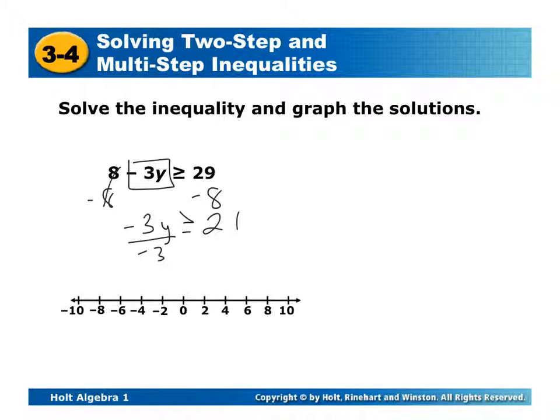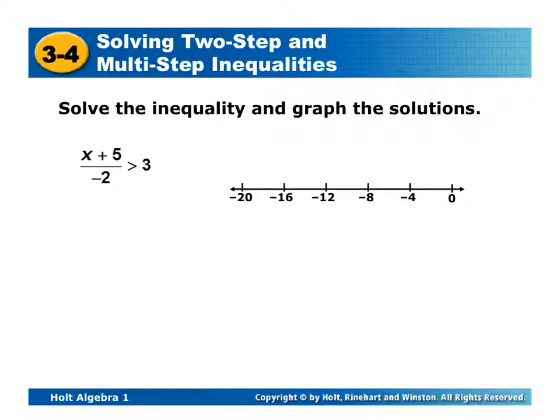So I'm going to divide both sides by negative 3. I'm going to have y, and we're going to have negative 7, but now because we're dividing by that negative number, remember, we're going to flip our inequality symbol. So y is actually going to be less than or equal to negative 7. So we go ahead and draw that closed circle at negative 7, and then our arrow is going to go to the left. Why don't you go ahead and pause the video and try this one out on your own.